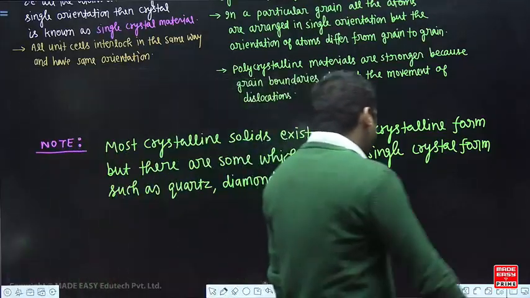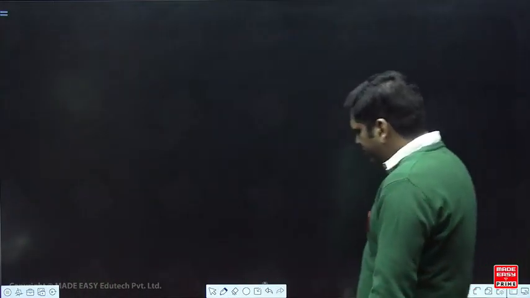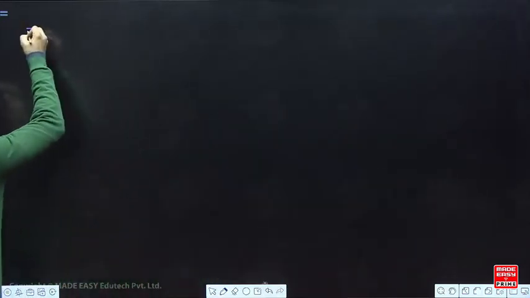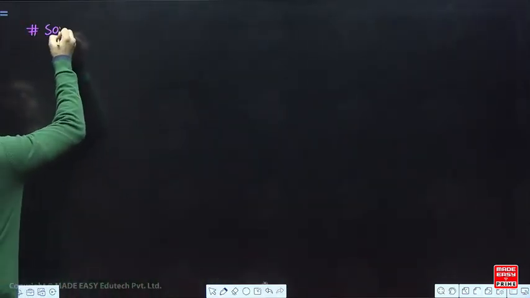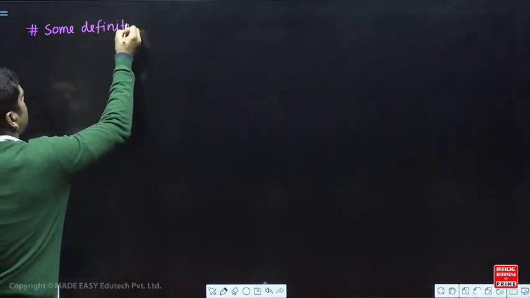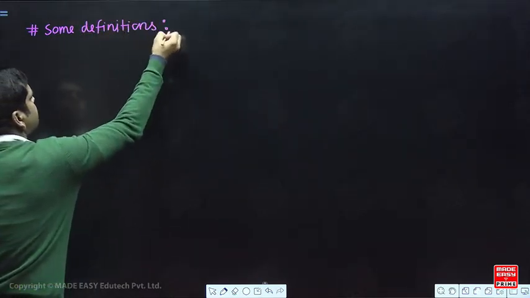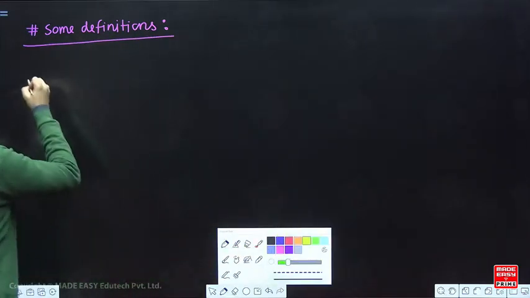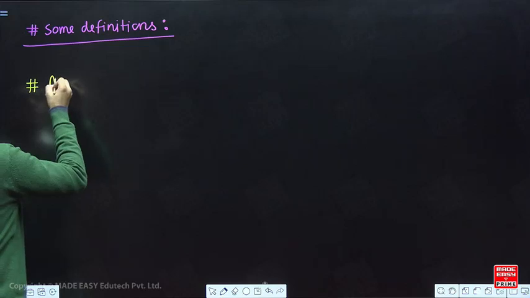Next, I want to give some definitions. They are generally asked. So, you can put a broad heading, some definitions, and please keep on writing one line regarding these definitions. They are generally asked. First definition, anisotropic material.